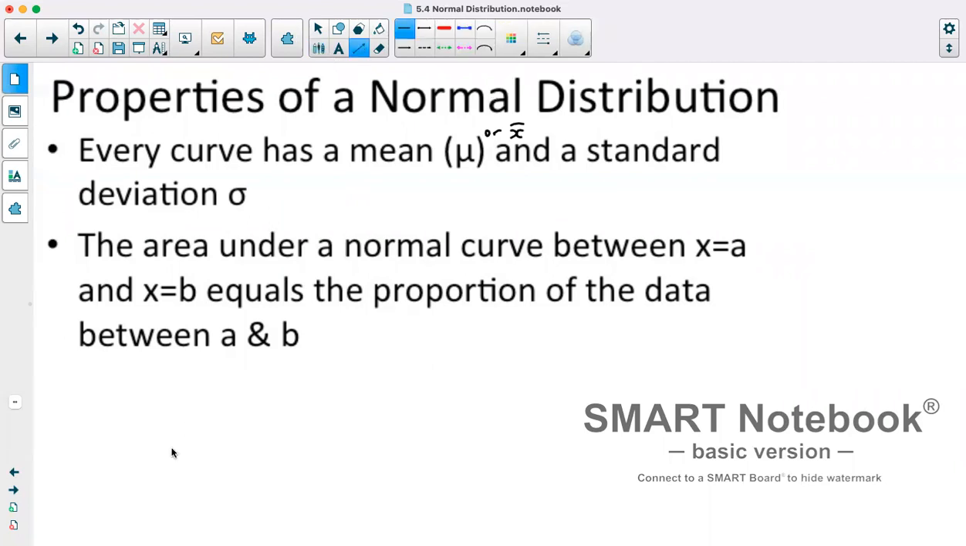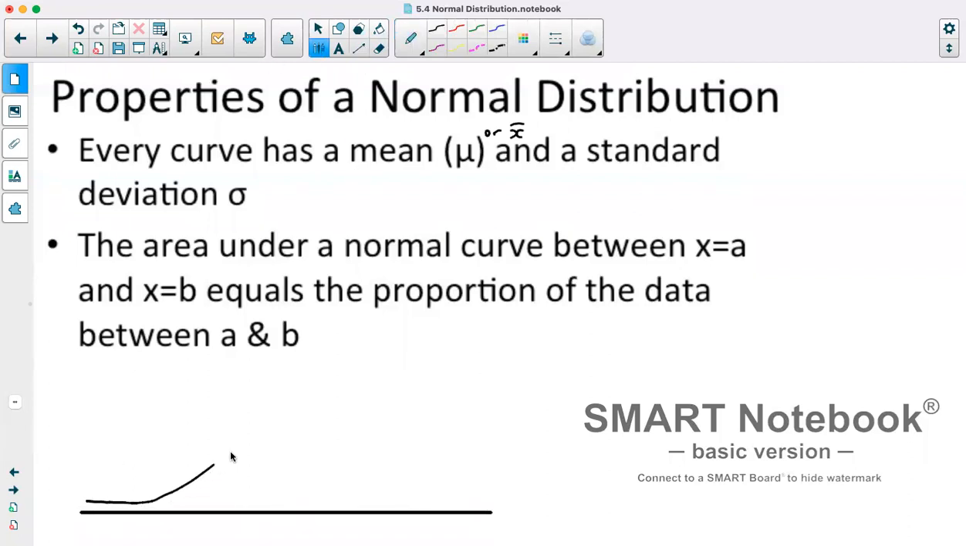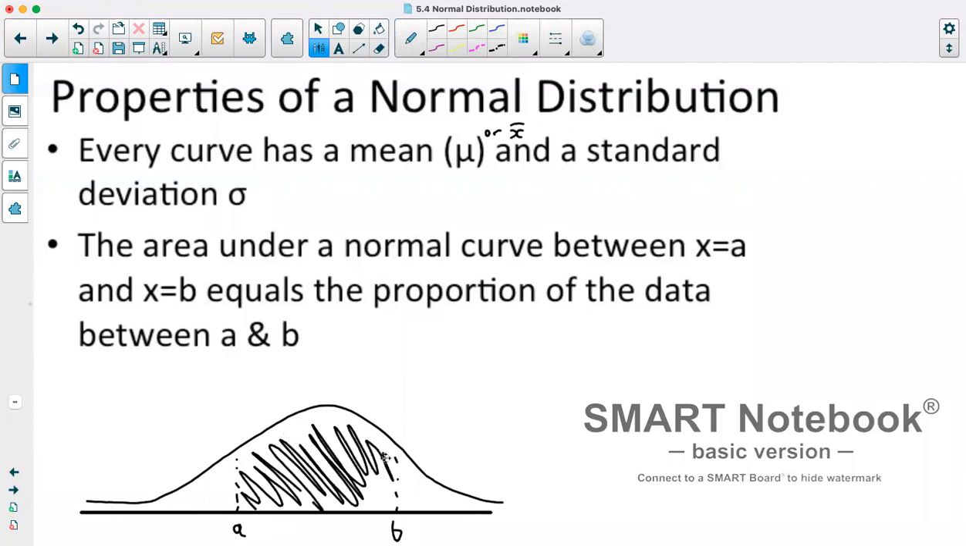So for example, if we have, say, a curve, say it looks something like that, and let's say A is here and B is here, this area here represents what percentage of the data is between these two. So if we go back to that previous example of using it for test scores, let's say this is 55%, this is 80% score, the area here would represent how many students scored between 55 and 80%.